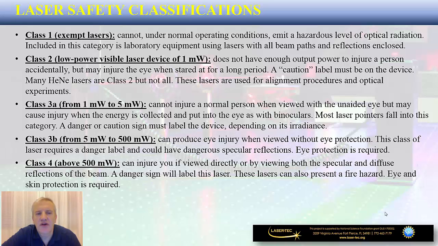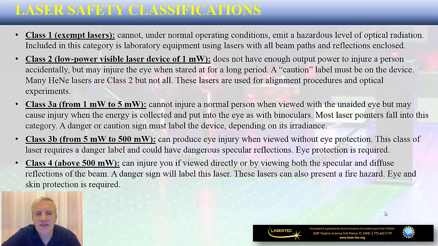This class of laser would require a danger label and could have dangerous specular reflections, meaning not only that this laser poses a safety risk if your eyes are exposed directly to the laser beam, but also if the laser beam is directed towards a reflecting surface, especially specular reflections, which are reflections that are not scattered or diffused in many directions. So as already mentioned, if you are working with a class 3B laser, you have to wear eye protection at all times.